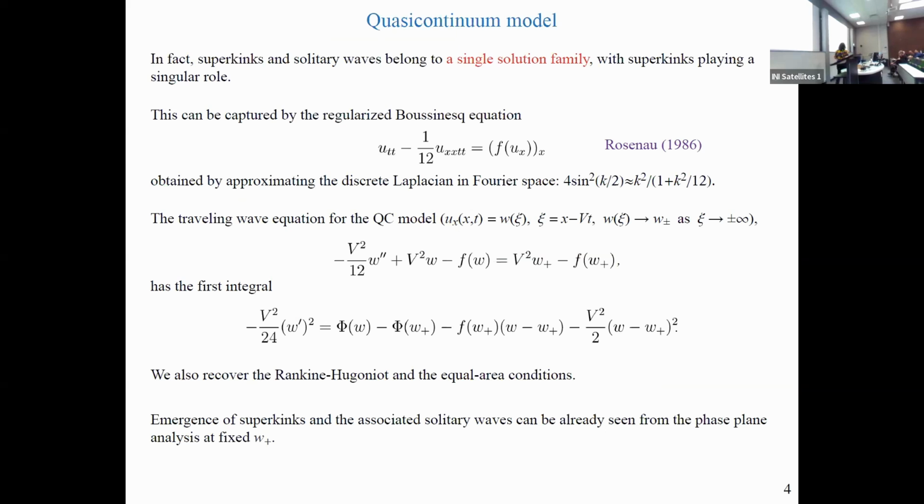We're interested in trying to understand how these kinks and solitary waves are related, and one way to see that is to look at the quasicontinuum. I'm so happy I'm talking after the previous speaker, so I don't have to explain a lot of this stuff again. This is the model that you have already seen in his talk.